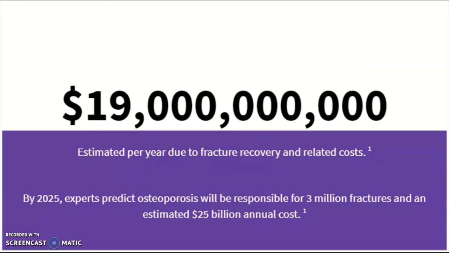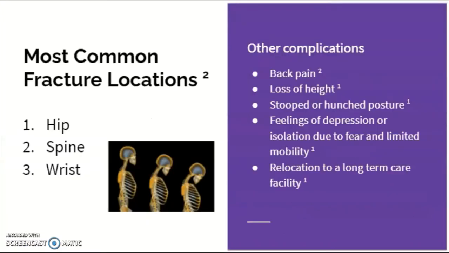19 billion dollars, with a B, is estimated per year in cost due to fracture recovery. By 2025, experts predict osteoporosis will be responsible for 3 million fractures and an estimated $25 billion annual cost. Some of the most common fracture locations are the hip, the spine, and the wrist.